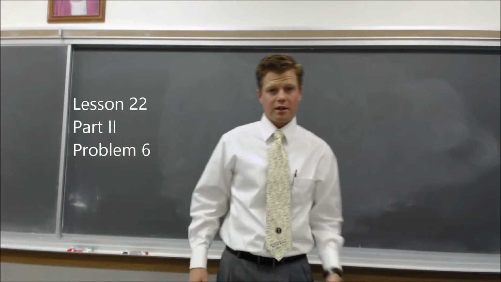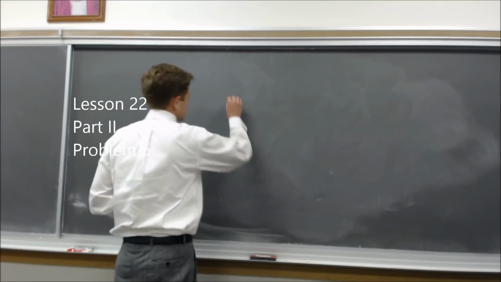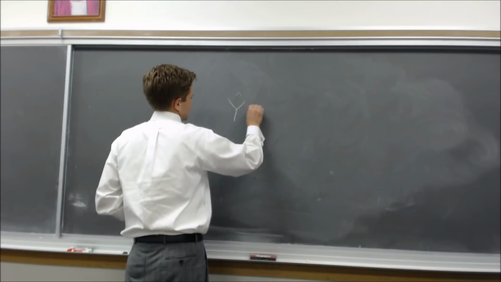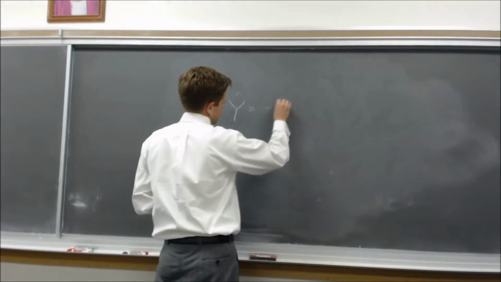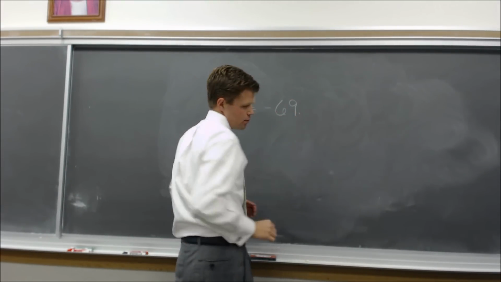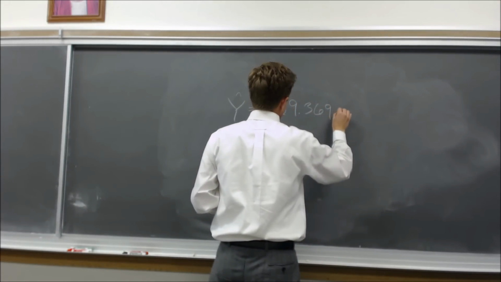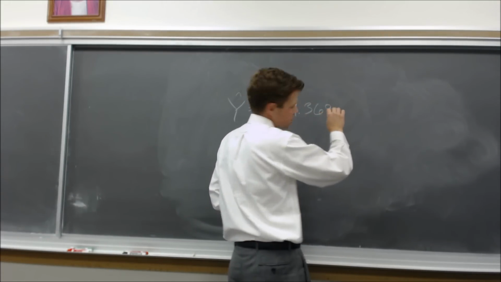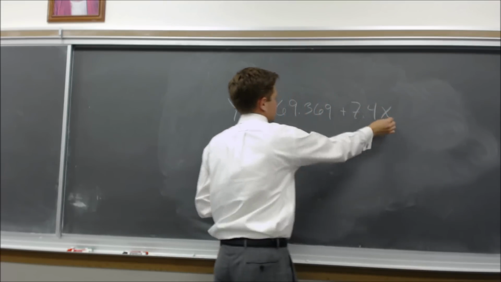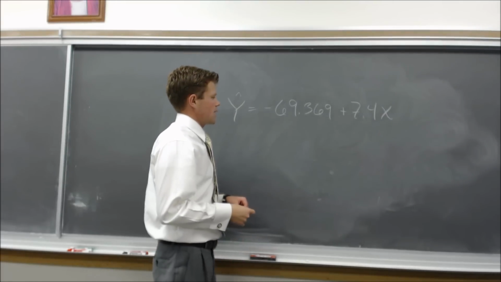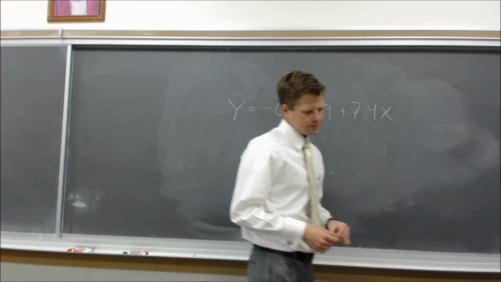What is the equation for the linear regression line? Well, we're going to use the values we just gathered. So we got our y hat, which remember represents our body length. It's equal to negative 69.369 plus our slope, which is 7.4 times x. X is our explanatory variable. Remember, this is our y-intercept, and this is our slope.